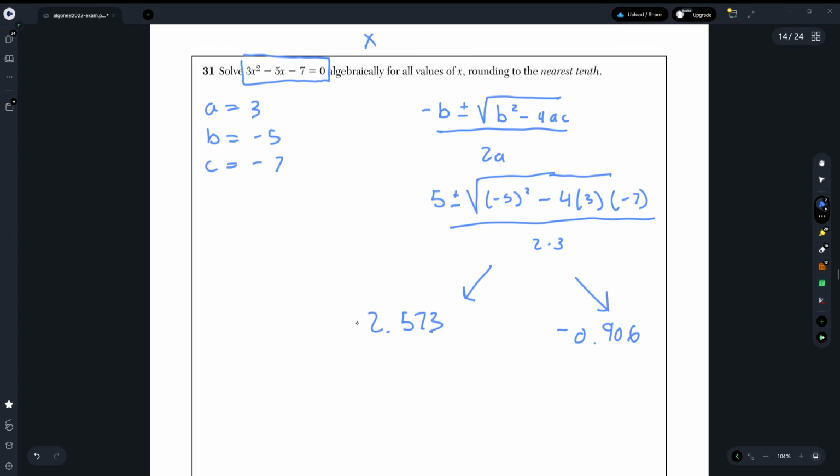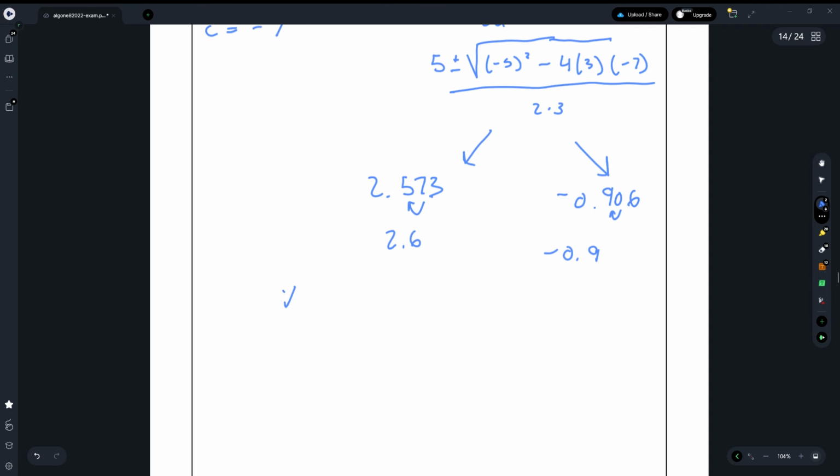For 31, all it's asking me to do is round to the nearest tenth. So this is going to turn into 2.6, and this is going to turn into negative 0.9. That's all you have to do. So x is equal to 2.6, and x is equal to negative 0.9.